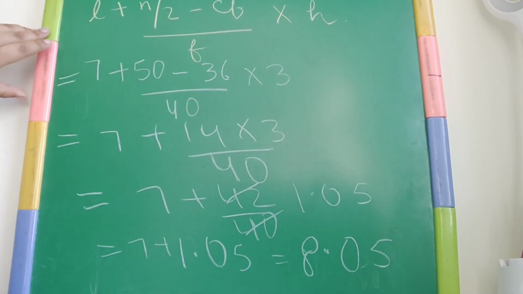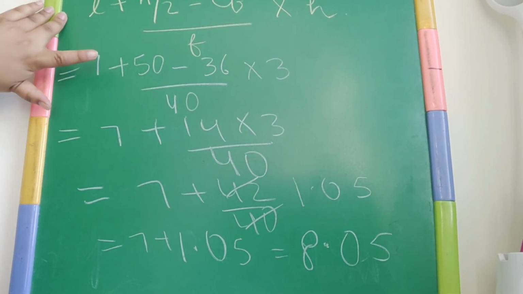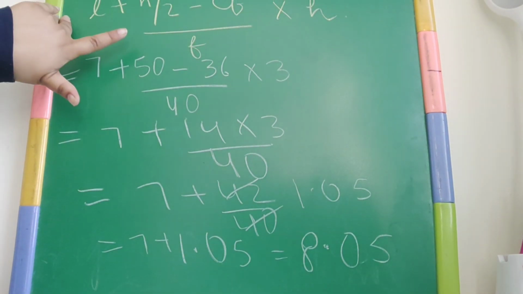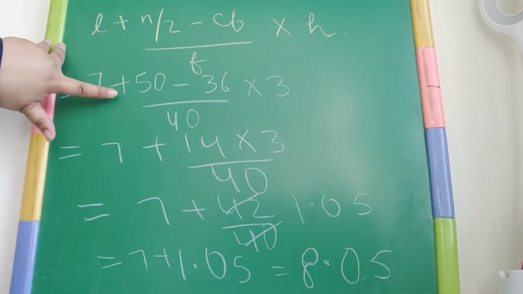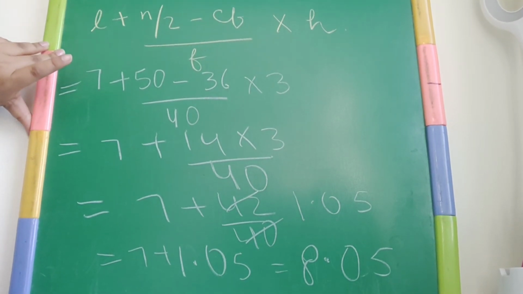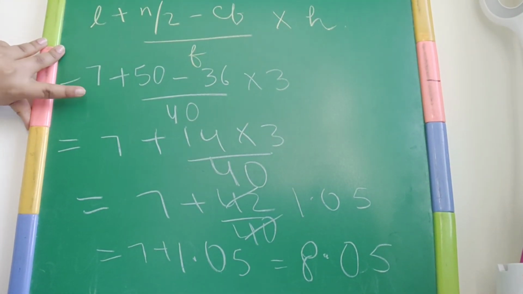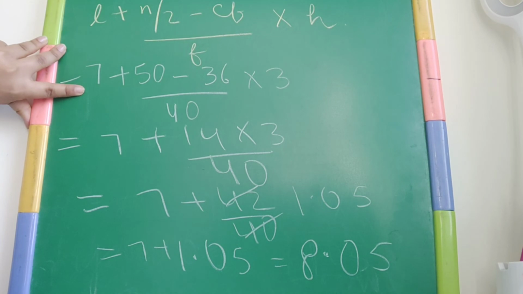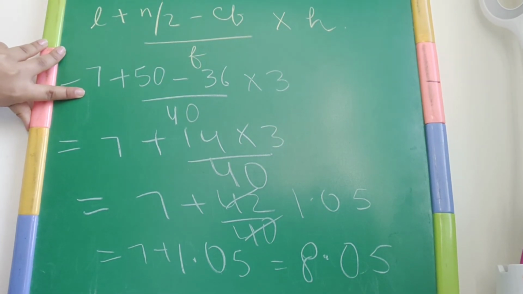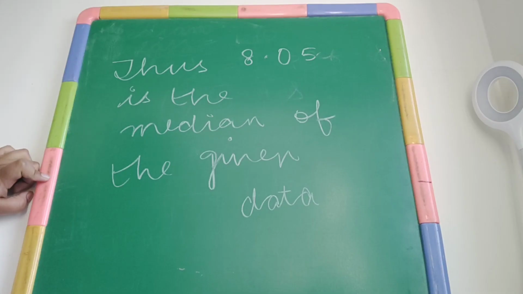Now guys, look at the calculations carefully. I placed all the values according to the formula: 7 plus 50 minus 36 upon 40 into 3, which turns out to be 7 plus 50 minus 36, 14 into 3 upon 40. 14 threes are 42, so I wrote 7 plus 42 upon 40. Now guys, don't take the LCM and then solve it. It would be very lengthy. So cancel out 40 and 42. We get 1.05. So the answer is 7 plus 1.05, which is 8.05. So the final answer is 8.05, the median of the given data.